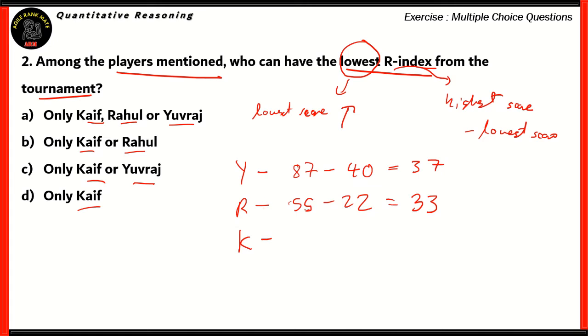Before we look at Kaif's, we know that Kaif is present in all of the options, but what we do know is that Rahul's score is lower than Yuvraj's. So Rahul's R index is lower than Yuvraj's, so option A and option C have to be incorrect, because Yuvraj has the highest R index among the three players present in the options, so options involving Yuvraj would have to be disapproved. Now let's look at Kaif's score in order to find out whether the lowest R index is only Kaif's, or if Rahul and Kaif both share the lowest R index.